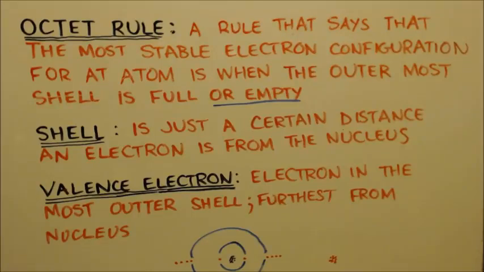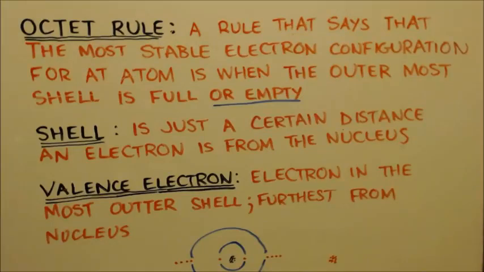So, the outermost shell. What is a shell again? A shell is just a floor number. If you're on floor 1, you're on shell 1. If you're on floor 2, you're on shell 2. It's just a certain amount of distance that you're away from the nucleus. The higher number shell or the higher number floor means that you're further away from the nucleus.